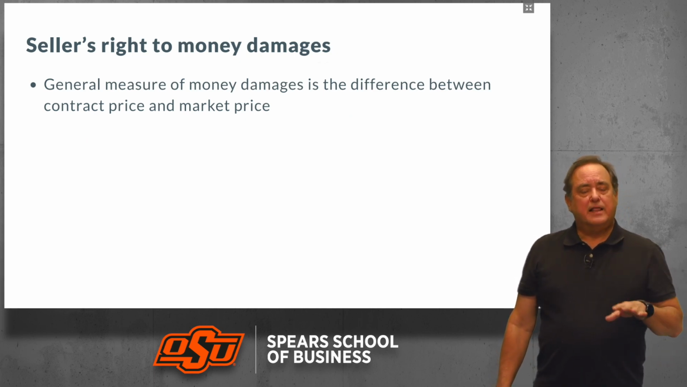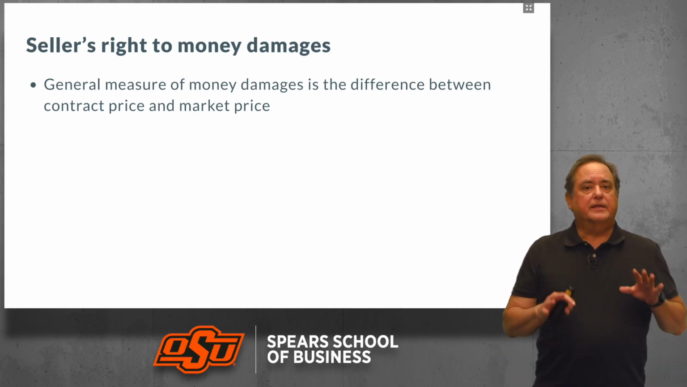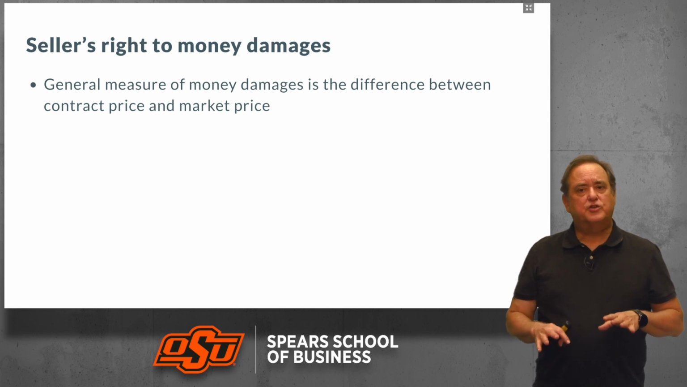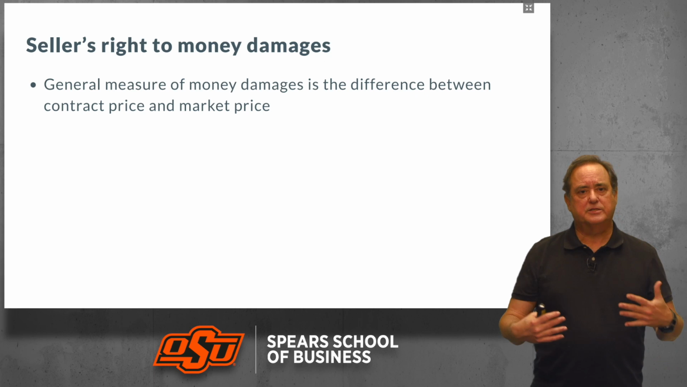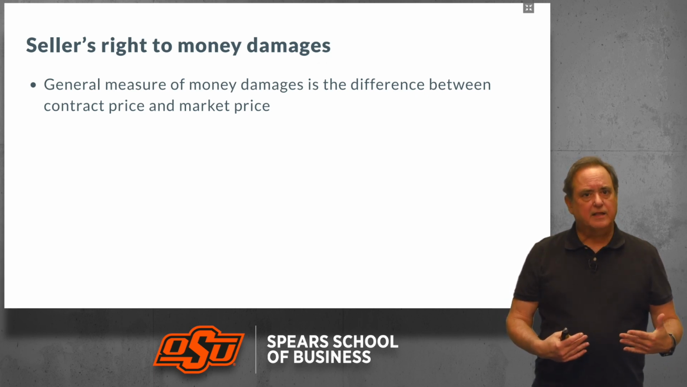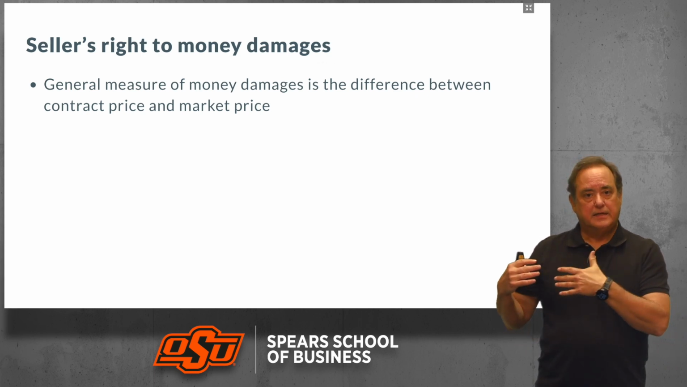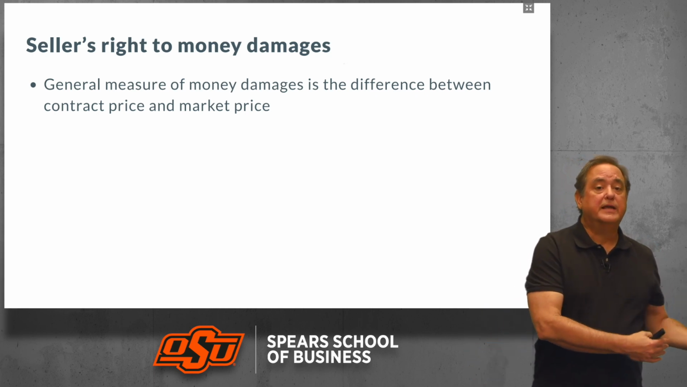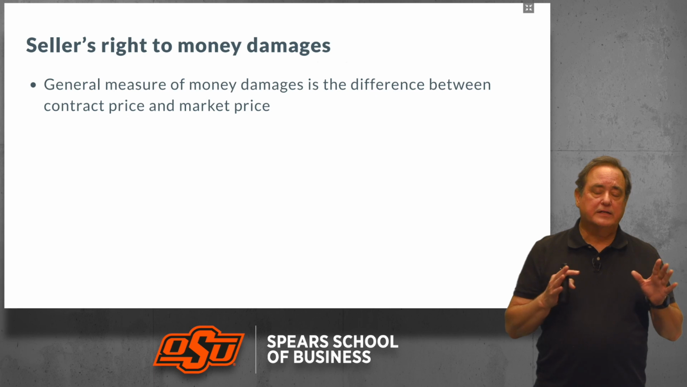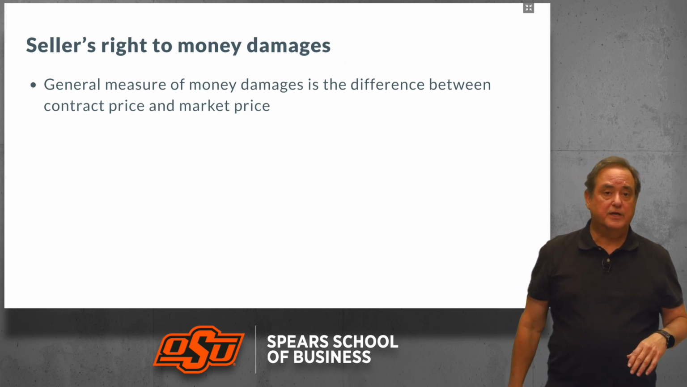And finally, seller's right to money damages. Again, the same general measure applies. The difference between contract price and market price, meaning for a seller, what that means is that the seller expected to receive more from the contract than it's going to get from the market, and they are entitled to the difference between those two.